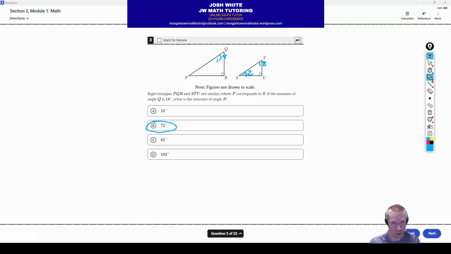An alternate way you could do it too is you could say, okay, Q is 18. That means P has to be 90 minus 18 or 72. And since we know P and S are corresponding angles, well, then S also has to be 72. Since in similar triangles, all the angles are congruent.